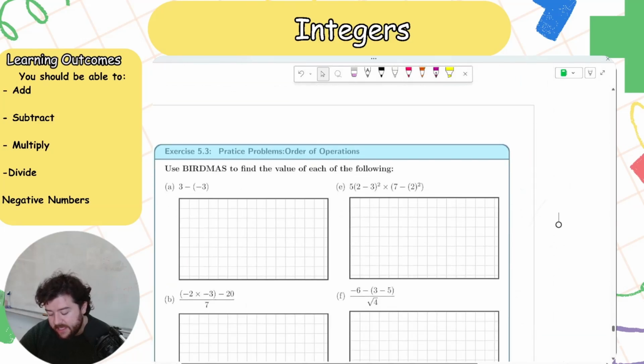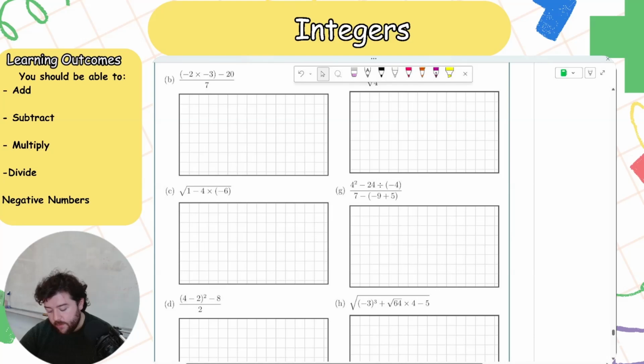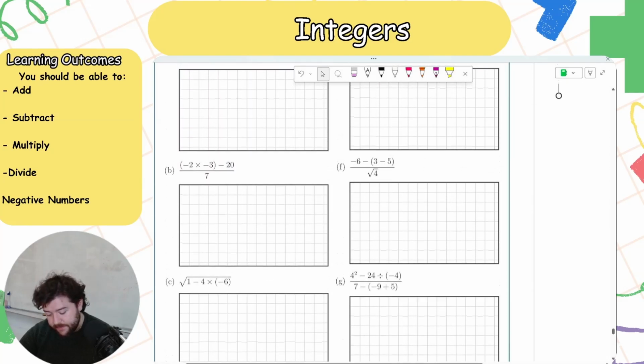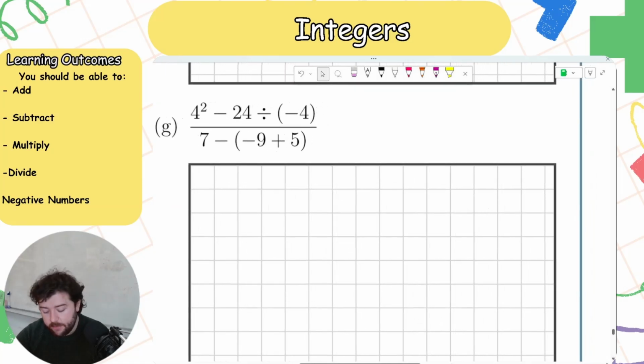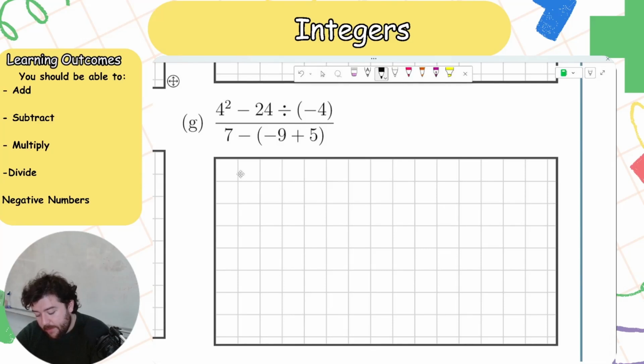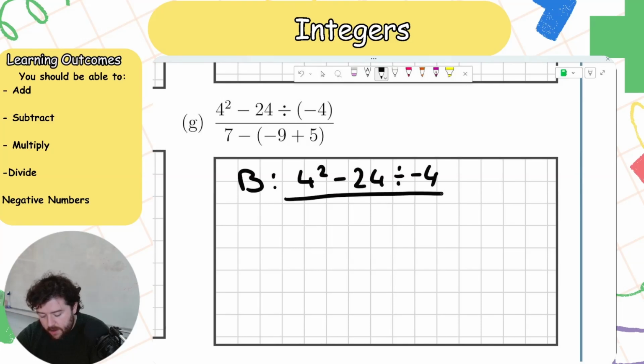Finally, let's look at some order of operations questions. We could be asked order of operations questions, so let's try one. Brackets first: see what's in the brackets. Negative 9 plus 5 are different signs, so take the sign of the bigger one, and minus 9 plus 5 is minus 4.